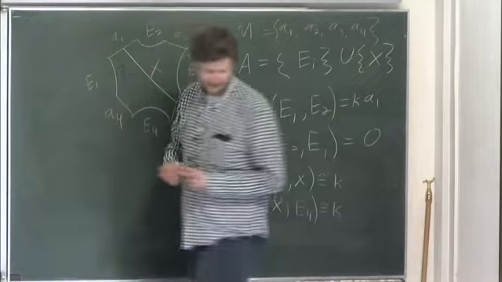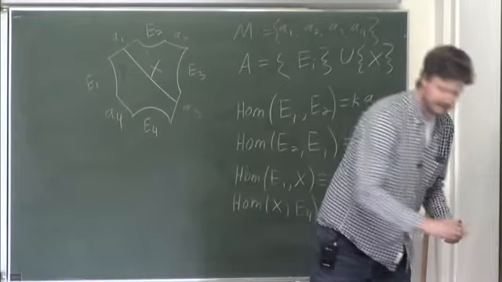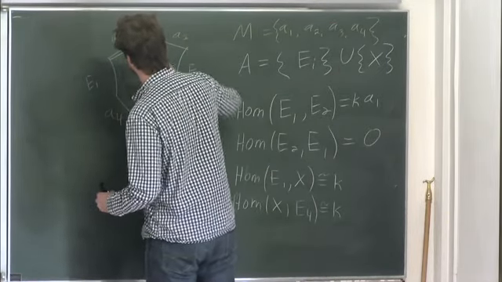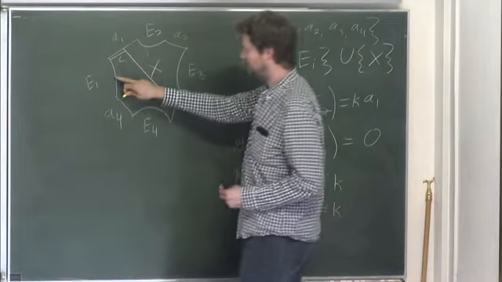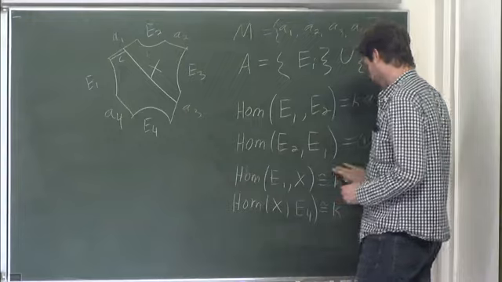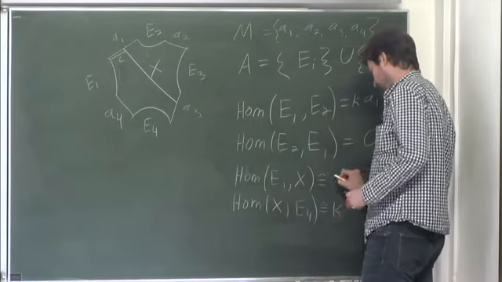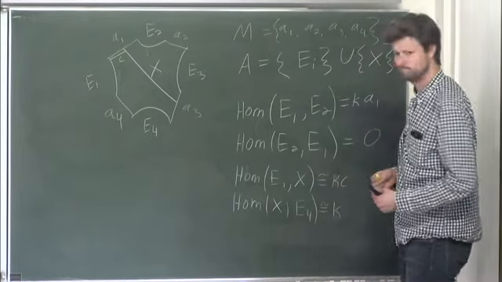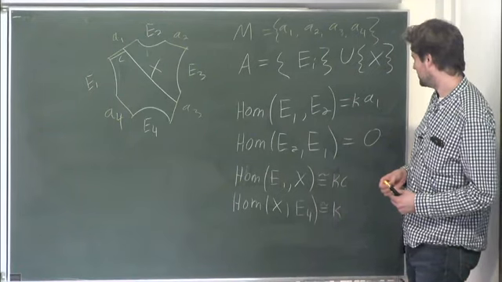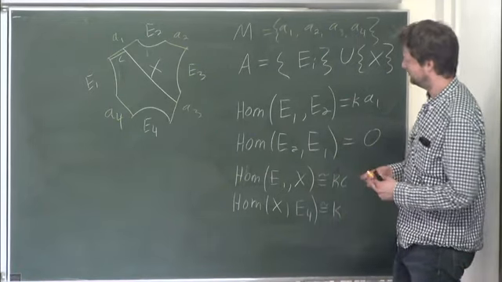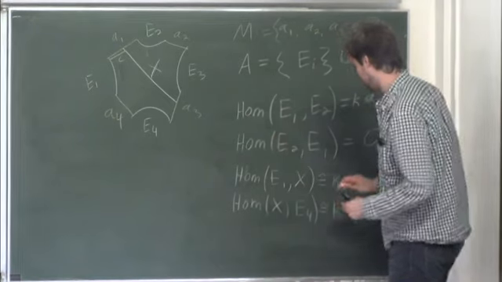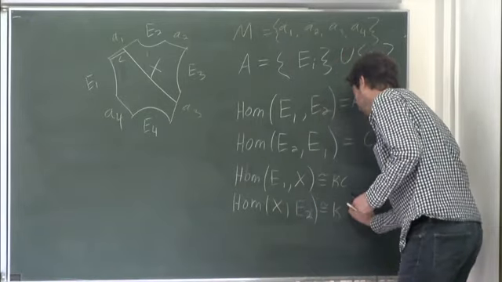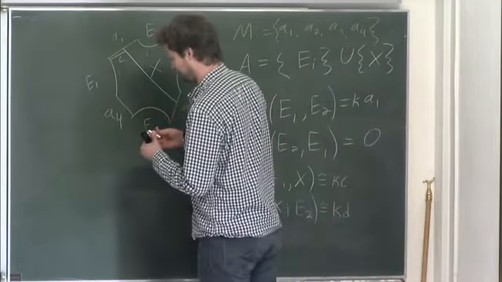Let me give this thing a name. Let's say this is C. So, a boundary path from E1 to X. Then this Hom space is K times C. Okay, let me say there's a Hom from X to E2, and let's call that D. Let's say this is D.